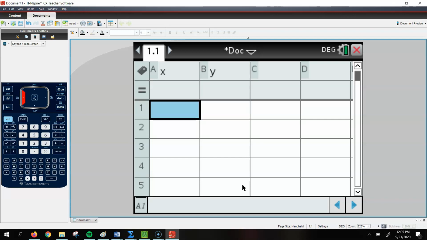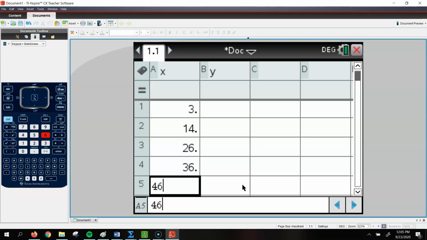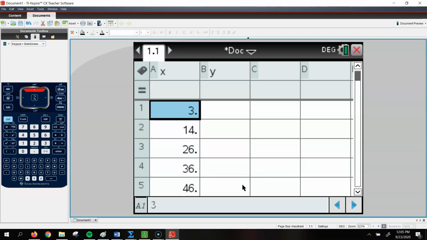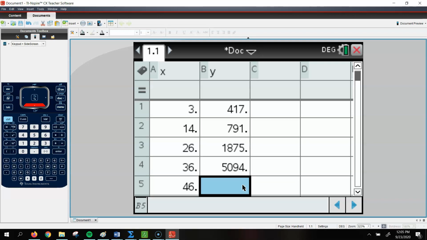Now we're going to put those values in for x. We have 3, 14, 26, 36, and 46. Remember, these are the years after 1960. Then we're going to go over here for column y and put the breeding pairs in. So we'd have 417 pairs of eagles, 791, 1,875. Make sure you put the numbers in correctly. 5,094 and 9,789. Now, after you type in this last number, it's really important that you hit enter.